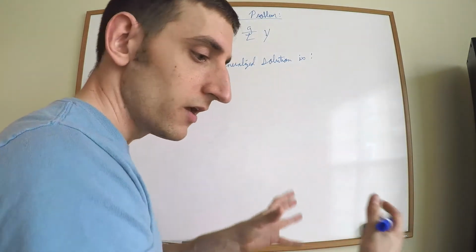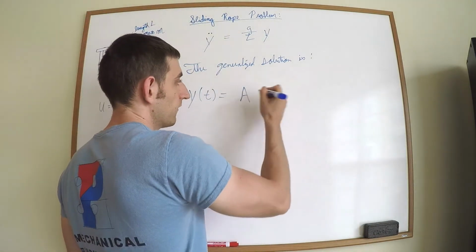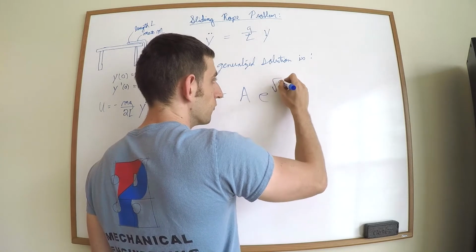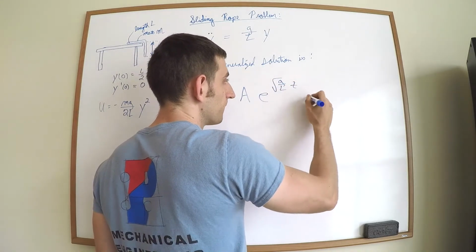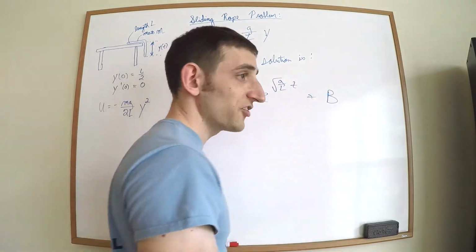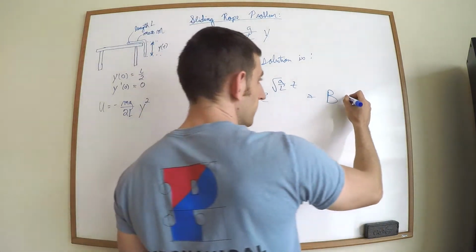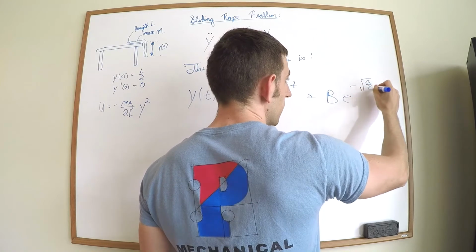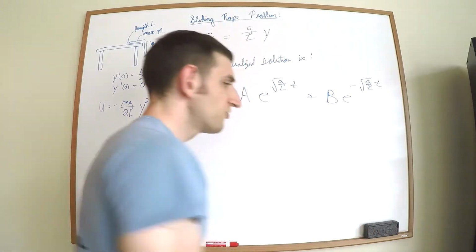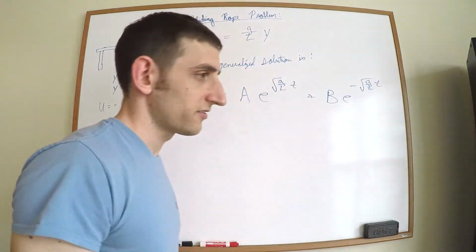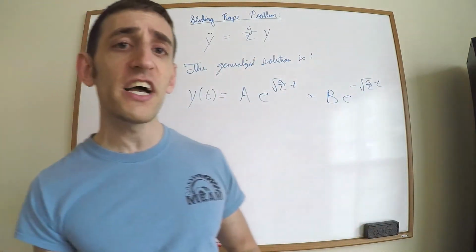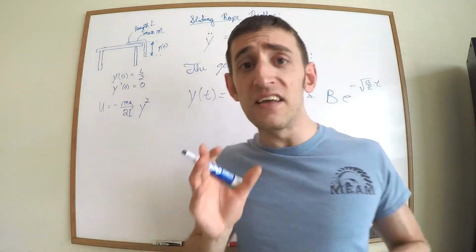solution. So we want to take a constant times e to the positive root g over L times t, plus another constant, another contribution from the other solution, right? Plus this to the negative root g over L t. So that's our generalized solution. Looks nice. So at this point, we sort of have the walls up. We know what the solution generally looks like. Now we want to fill in the finer details, right?